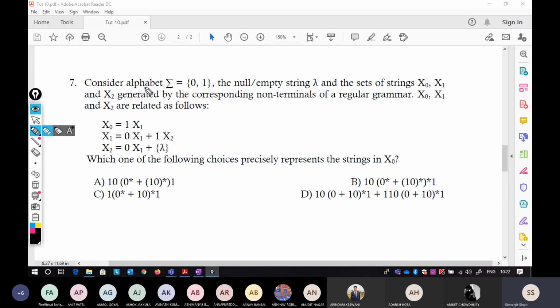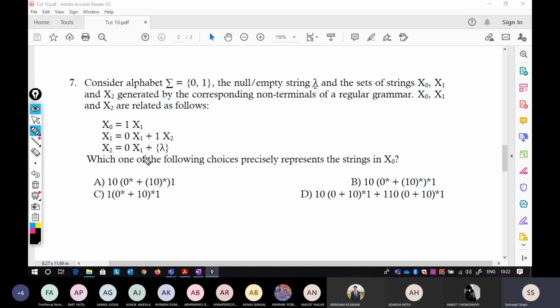Okay, so now see, it is just saying considering alphabet. Now the input alphabet is your 0 and 1. The null empty string is your lambda, and the set of strings is x0, x1, and x2. They are just asking about x2 generated by the corresponding non-terminal, so there will be non-terminals, and x0, the definition of this is given as this one.